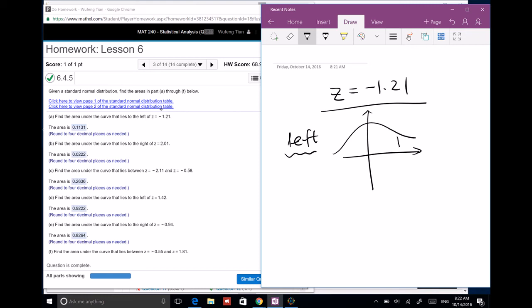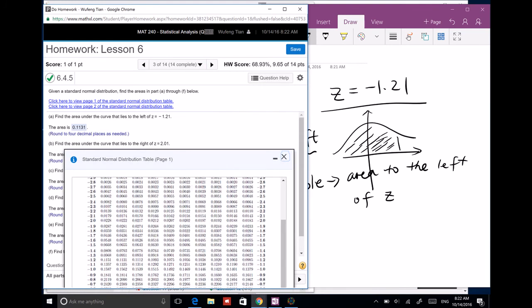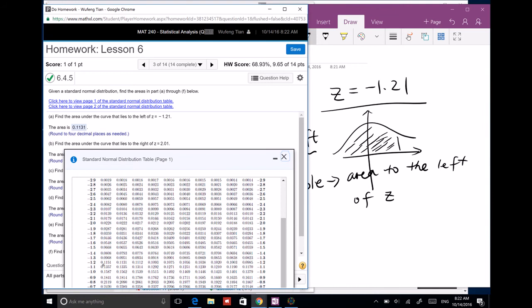this table gives you all the values, the probability or the area to the left, okay? This table gives you the area to the left of z. All right, let's check out negative 1.21. Negative 1.2, 0 is 0.0051. You see, negative 1.2, you go horizontally, negative 1.20 is 0.1151. Negative 1.21 is 0.1131.